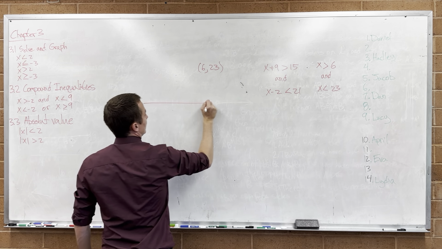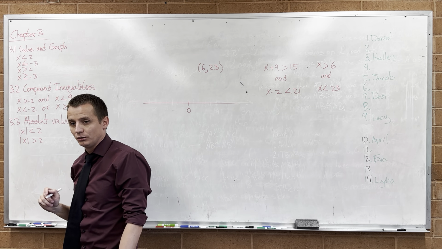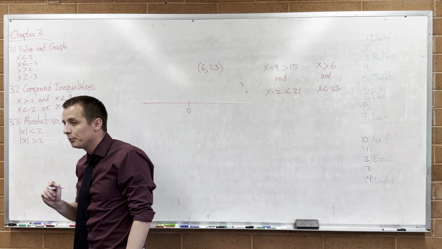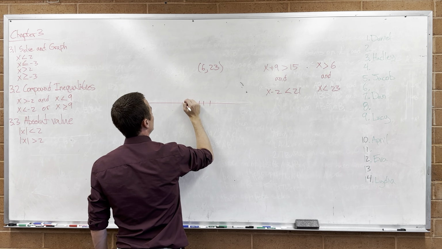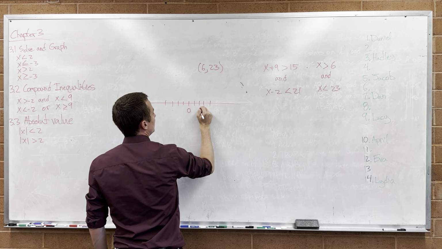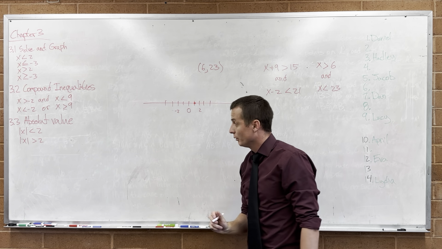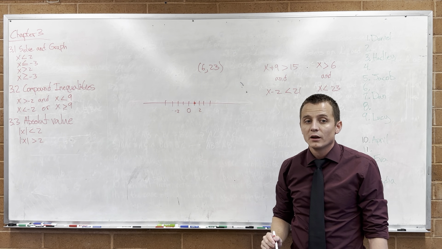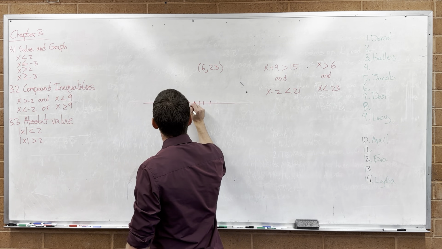So let's think for a second about all the numbers whose absolute value is less than 2. Give me a number whose absolute value is less than 2. 1. You said 1. 1's absolute value is less than 2, so that's in here. What else? 0. Negative 1.